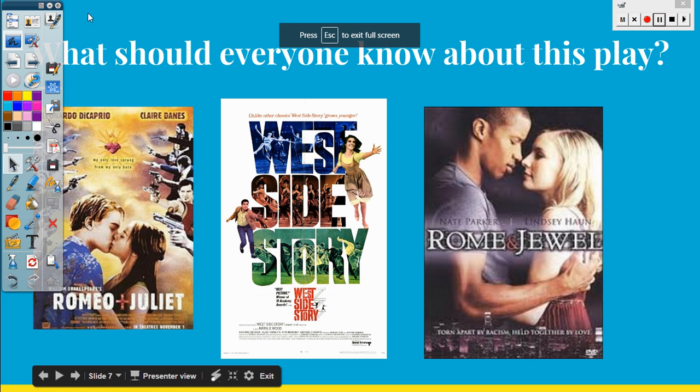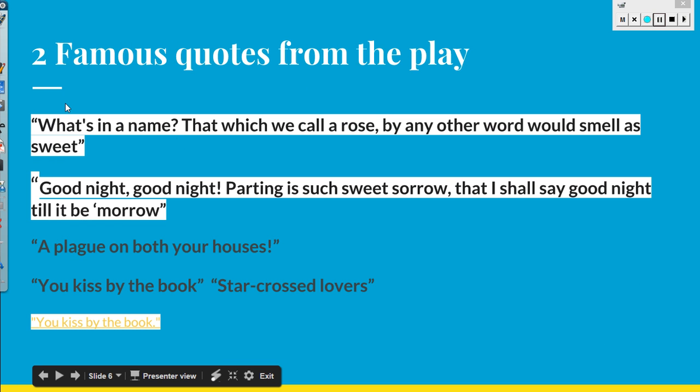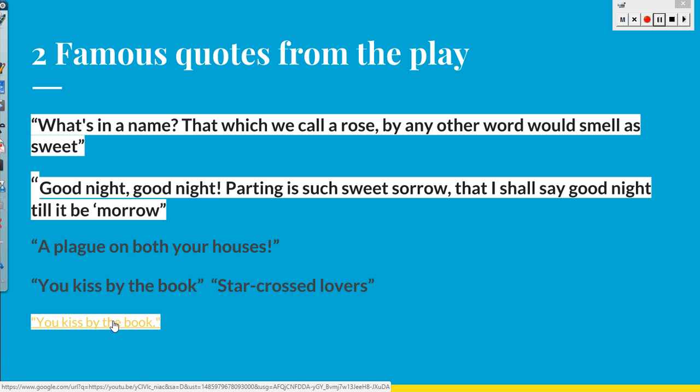So famous quotes from the story. What's in a name? That which we call a rose by any other word would smell as sweet. And we've heard many people say, oh, a rose by any other name. That's from this play. Good night, parting is such sweet sorrow that I shall say good night till it be tomorrow. And then a plague on both your houses. And you kiss by the book, and the idea of star-crossed lovers. Those are famous quotes. I want to show you a clip from one of the movies that shows you kiss by the book.